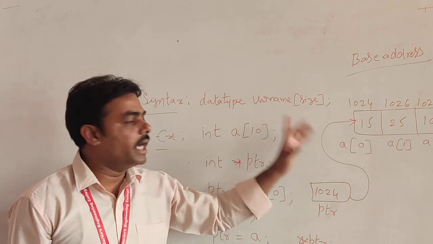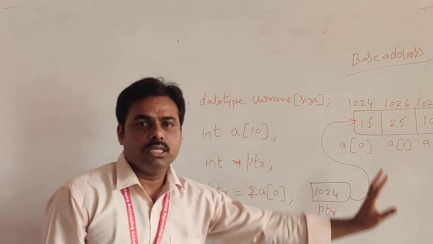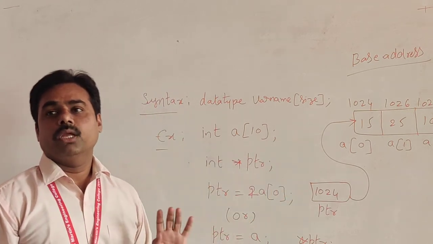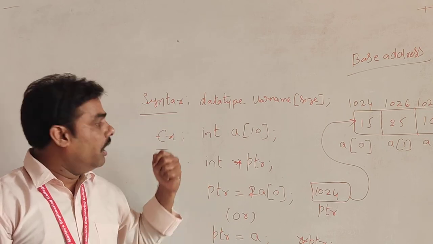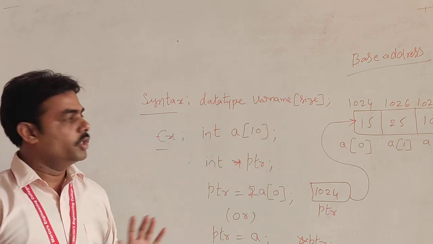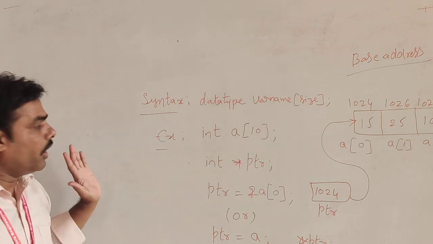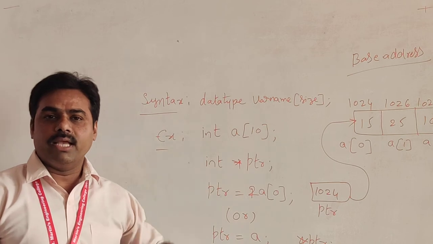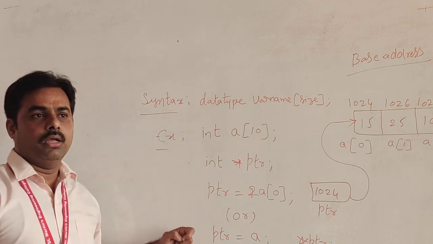Only ptr represents the addresses. So these are some of the prerequisites we are required to know in order to perform array operations with the help of pointers. This is the outline: how to declare the one-dimensional array, how to declare the pointer variable, and how to assign the base address to the pointer variable.